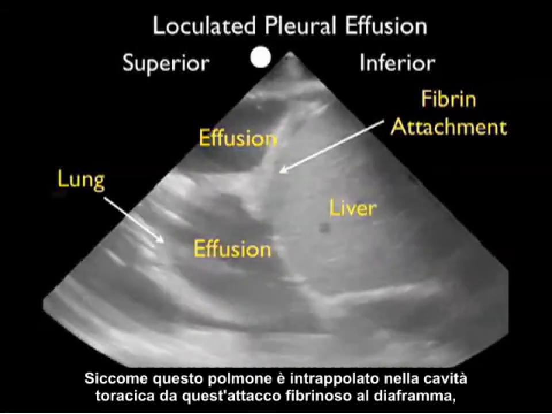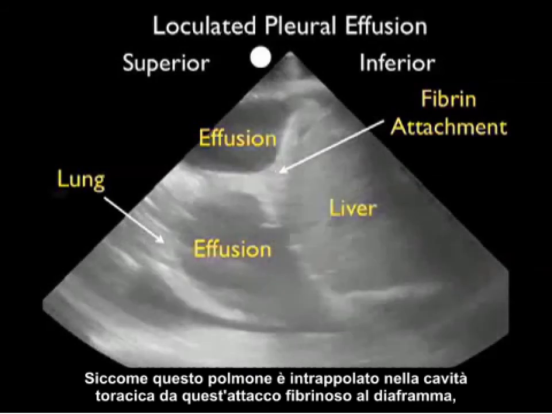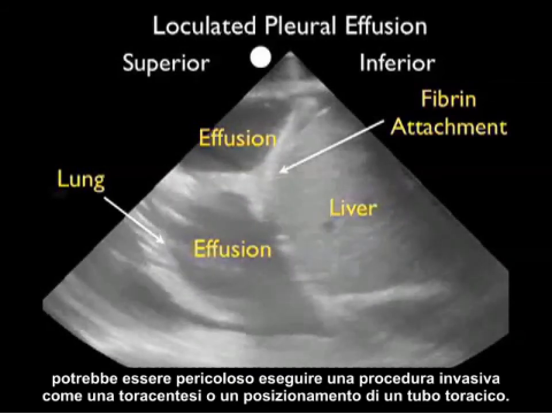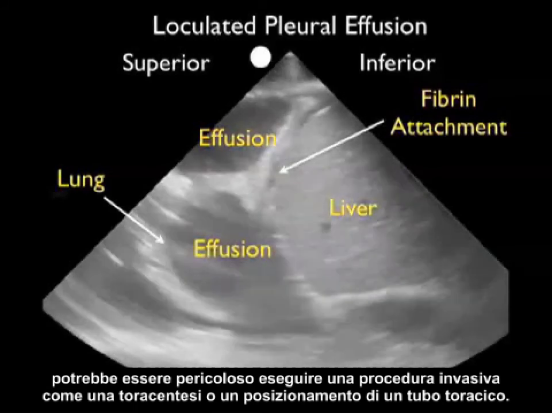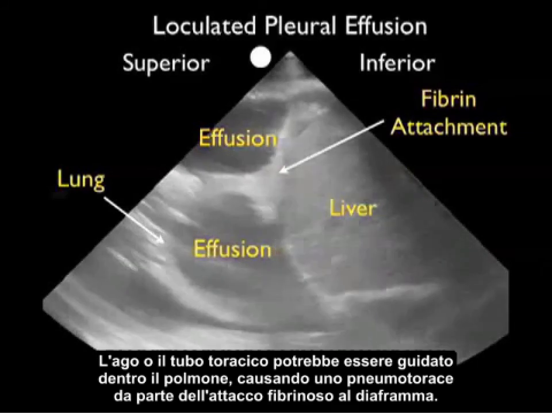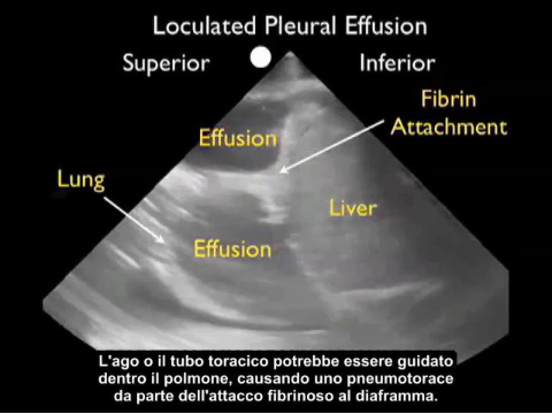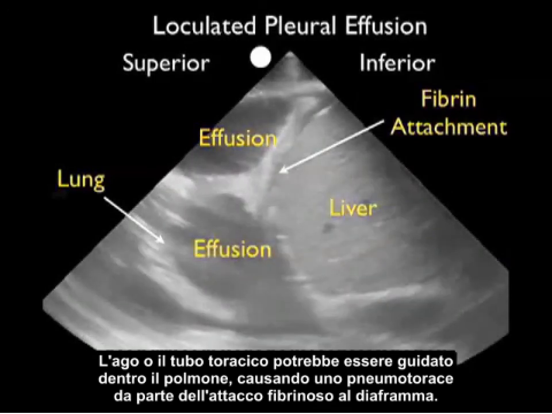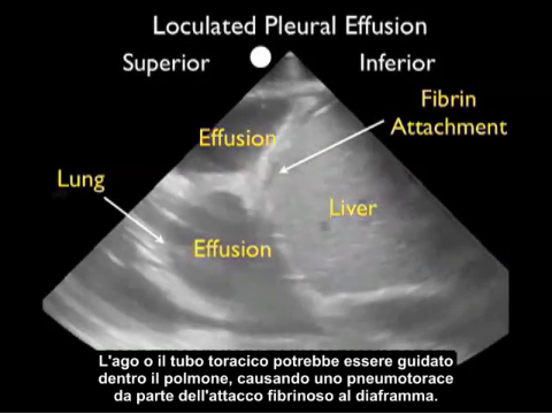As the lung is trapped within the thoracic cavity by this fibrinous attachment to the diaphragm, it may be dangerous to perform an invasive procedure like a thoracentesis or a chest tube placement. The needle or the chest tube could be guided up into the lung, causing a pneumothorax by the fibrinous attachment to the diaphragm.